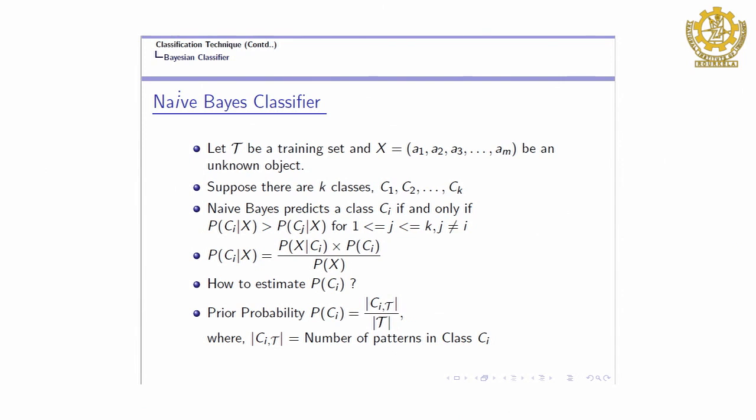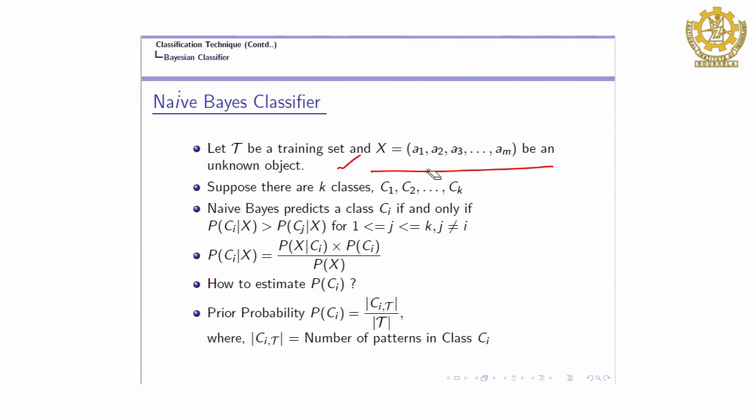The naive Bayes classifier has a basic assumption, which is why it is easy to apply, unlike the Bayes classifier, which is really difficult to apply. So, what does the problem statement say? Let us say you have a training data set and X is the unknown object. Then what do you have to do? You have to identify the class label of this unknown object. As usual, this is the task of a classification problem.